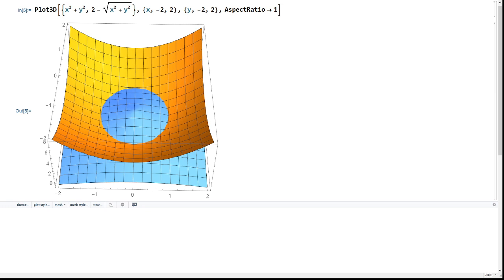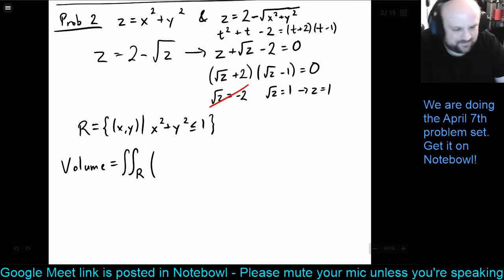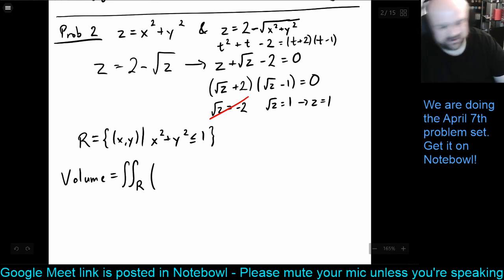Oh, I just realized I still have Mathematica up. Sorry, let me switch back over here. I forgot to switch this back over.